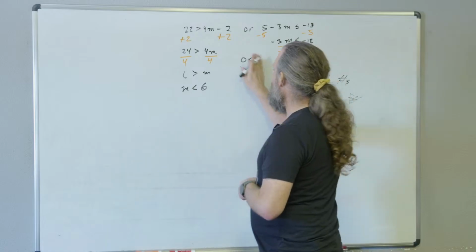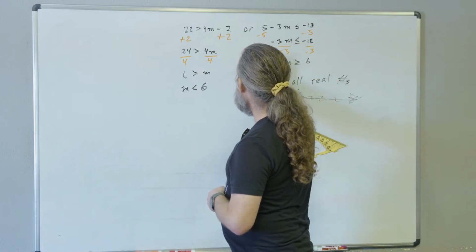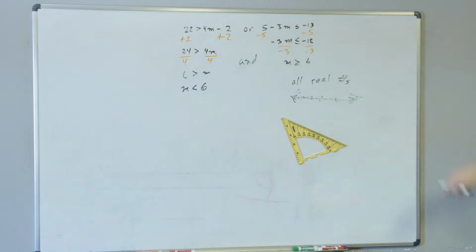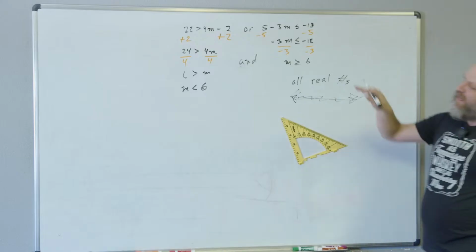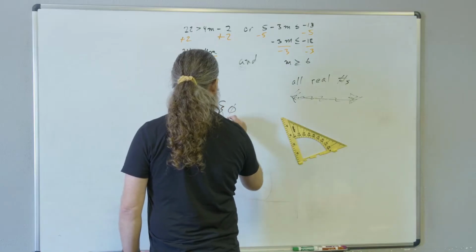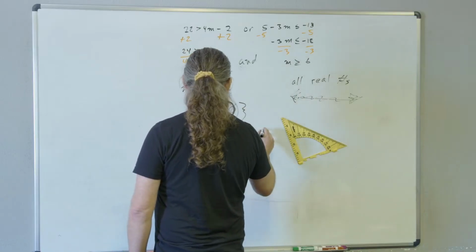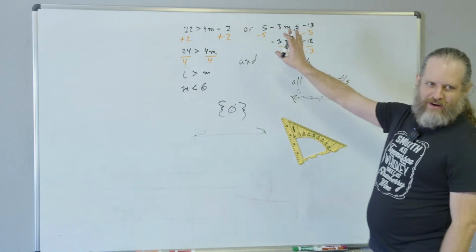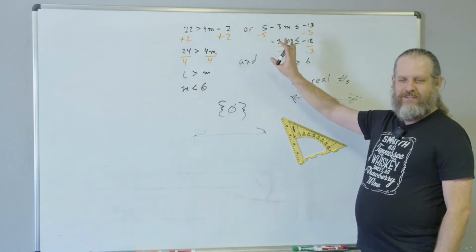Now, if this said and, when is a number less than 6 and greater than 6 and 6? Never. So if this said and, then the answer would be the null set. It would be nothing. And when we graph, we would just have a graph with nothing. So order and matters, right? Okay.